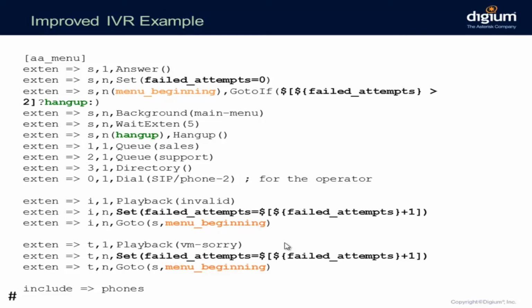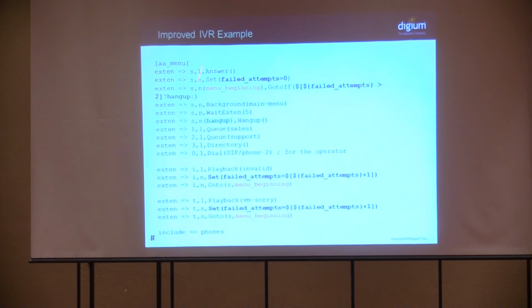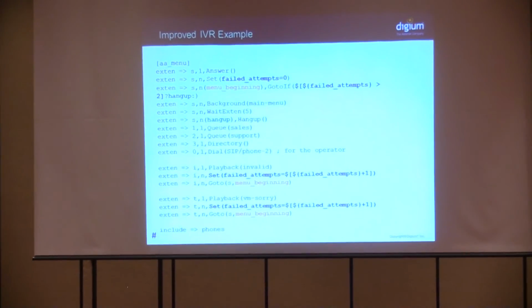That is not a valid extension. Then it's setting the value of fail attempts to the value of fail attempts plus 1. Right? So now it's what? 1, right? Because it was 0. And then it's sending that to extension s, label menu beginning, in the same context. Because we are in the same context, we don't need to specify the context. But as I was saying before, if you are starting with Asterisk, it might be a good idea to be specific. Context, extension, and priority.